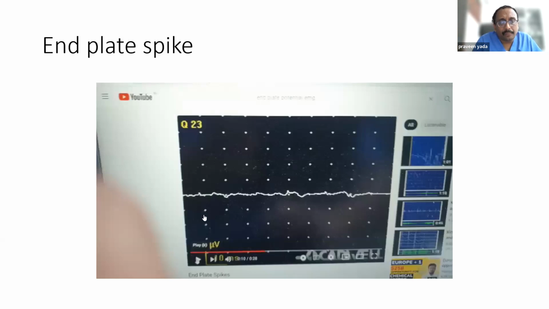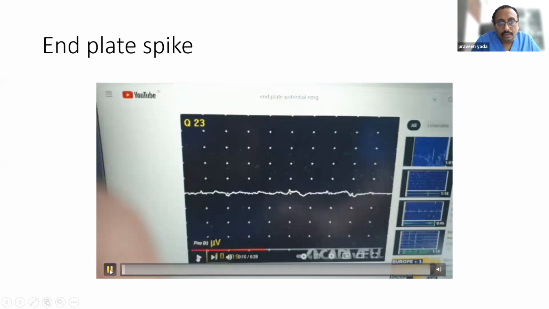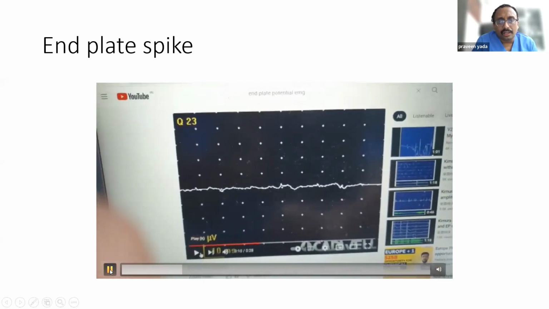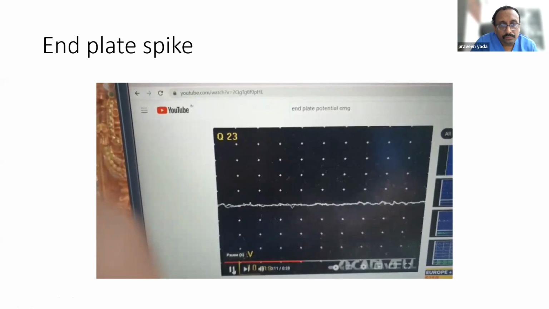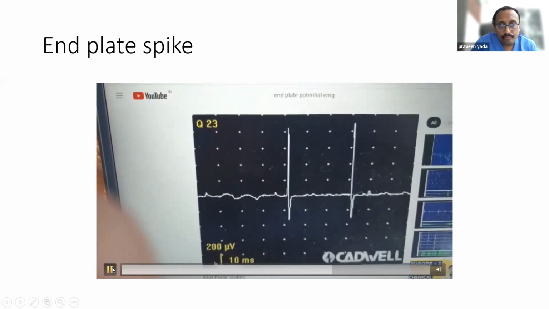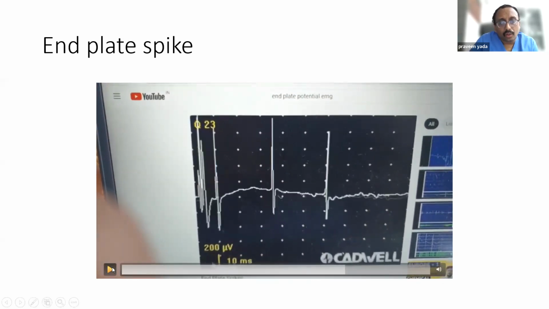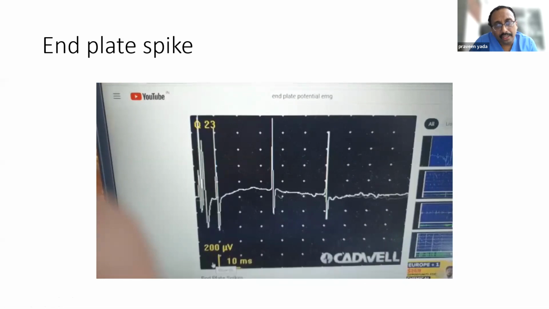This is the end plate spike. This image is not our recording. I got this through YouTube, and I'll share it later so that you can appreciate the sound. Oh, sorry. This is the normal recording, right? If you have not heard the sound, don't worry, I'll share it.